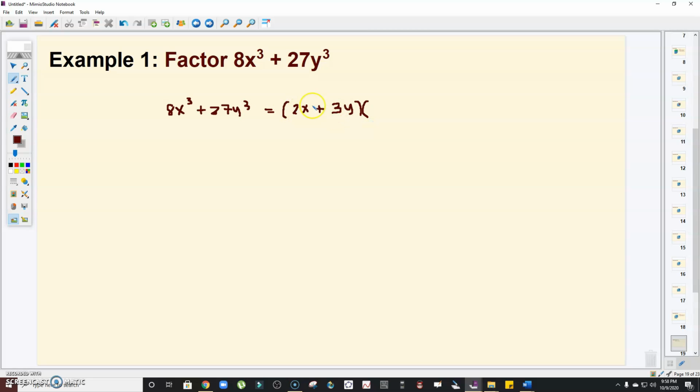To get the trinomial, I have to square this. So 2x, squared, I'm going to have 4x squared. Next, to get the middle term, I multiply, so that will become 6xy, positive, but since it's positive, I have to reverse it. So this one will become negative 6xy. Clear? Take note of that. Last, I square the last term, so that will become 9y squared. There you go. So this is the factor of this expression.